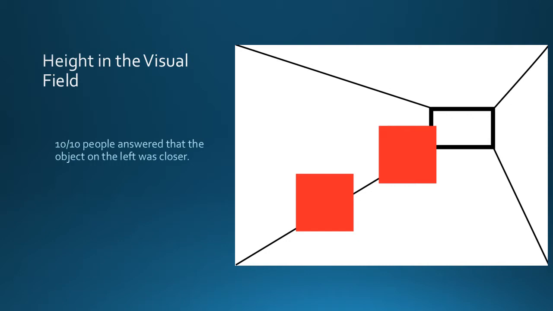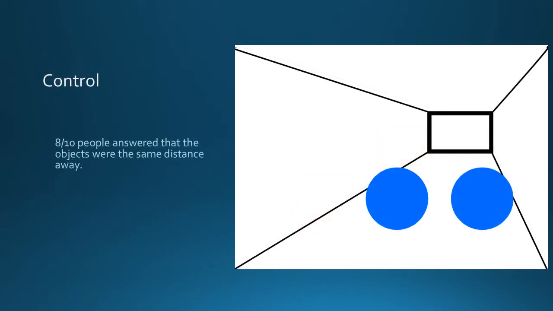10 out of 10 people answered that the object on the left appeared closer. How do you know that they are not the same distance away, that the shape on the right is not simply higher than the one on the left? This is our control. 8 out of 10 people answered that the objects appeared the same distance away.